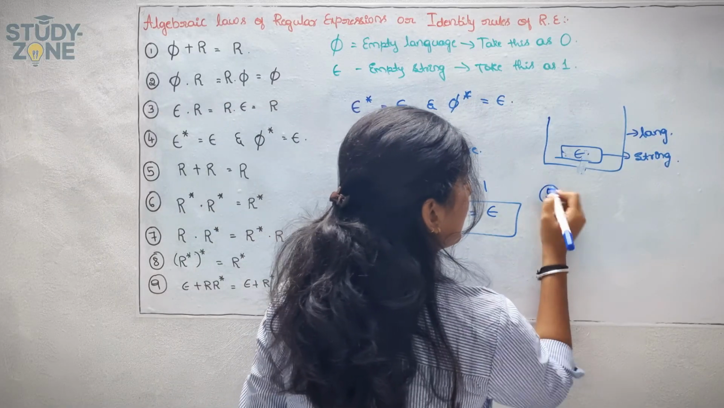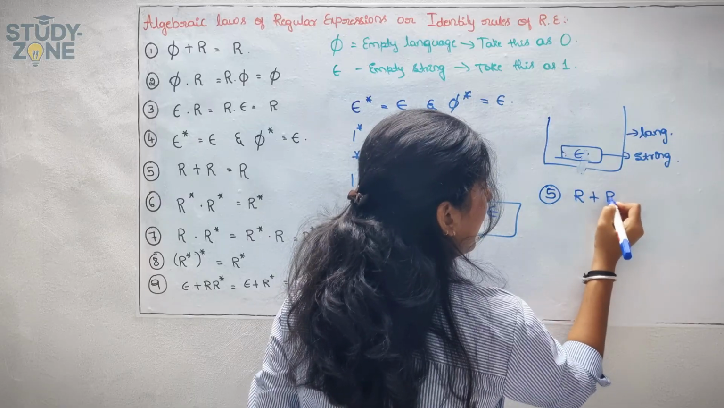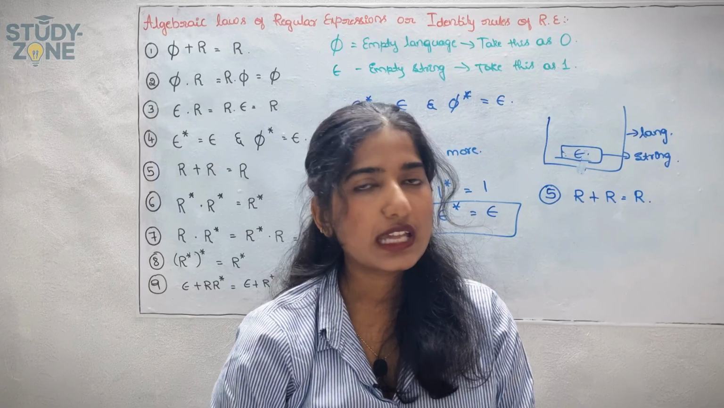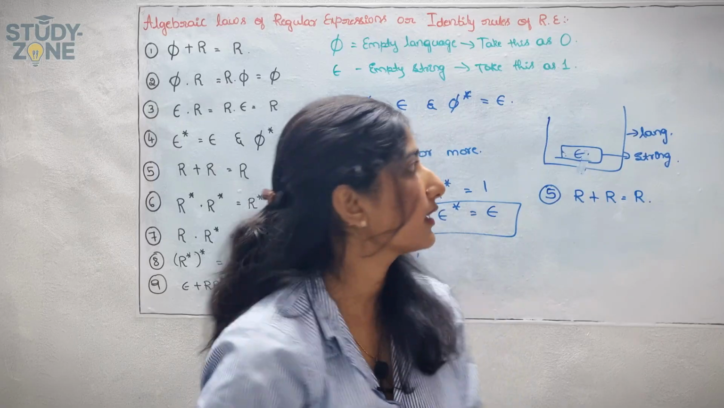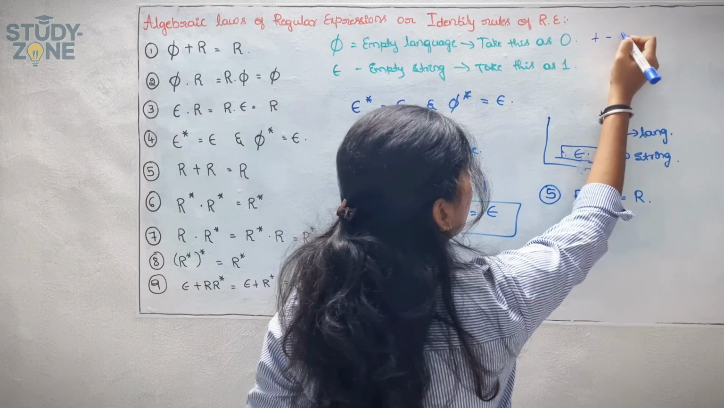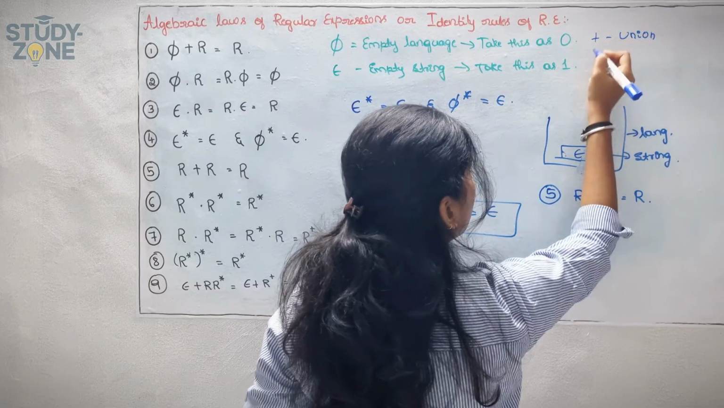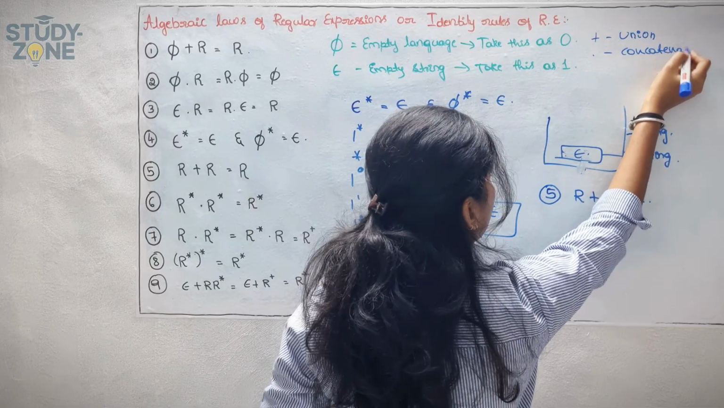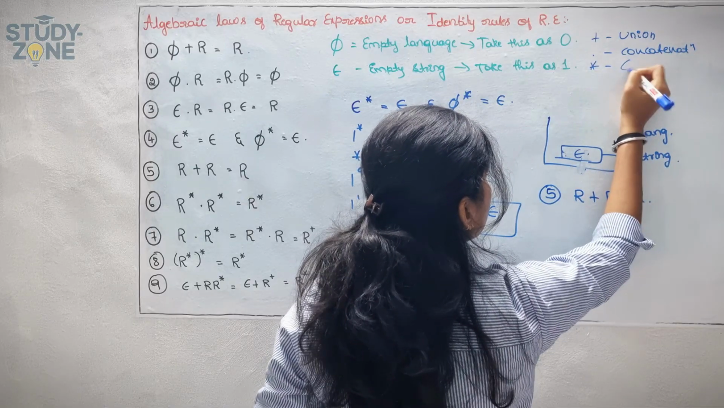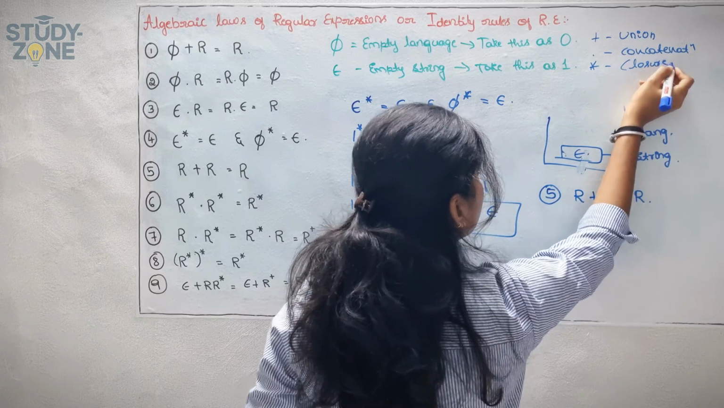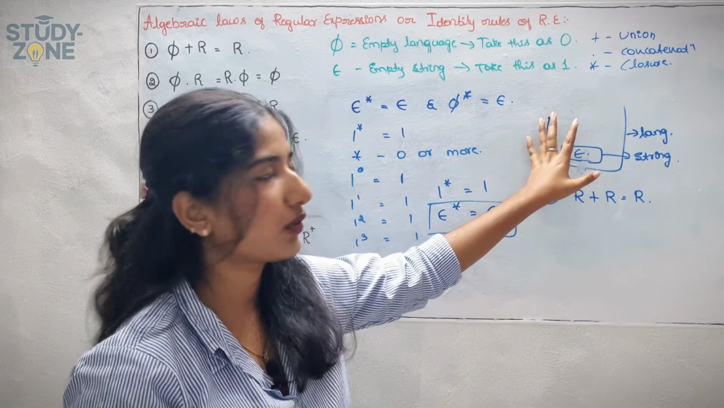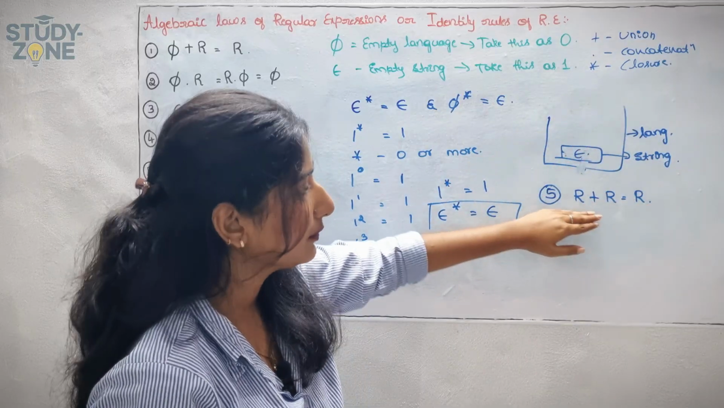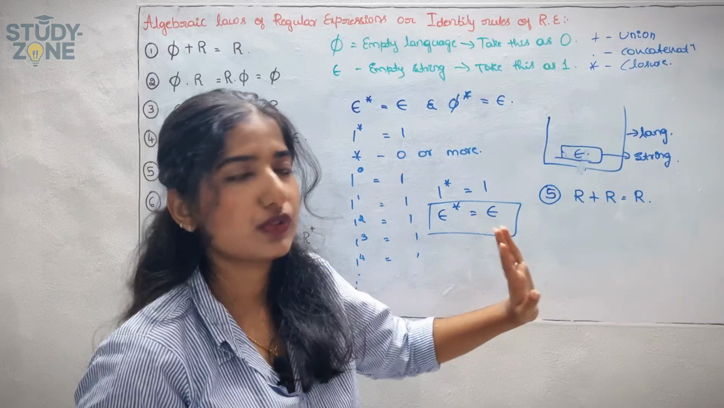Fifth one is r plus r equals r. What does plus mean? Plus means union, right? Plus means union. Dot means concatenation, right? Concatenation. Star means closure. I am explaining it again and again for you guys because it will be useful for you to solve the bigger problems. R union R equals R only.